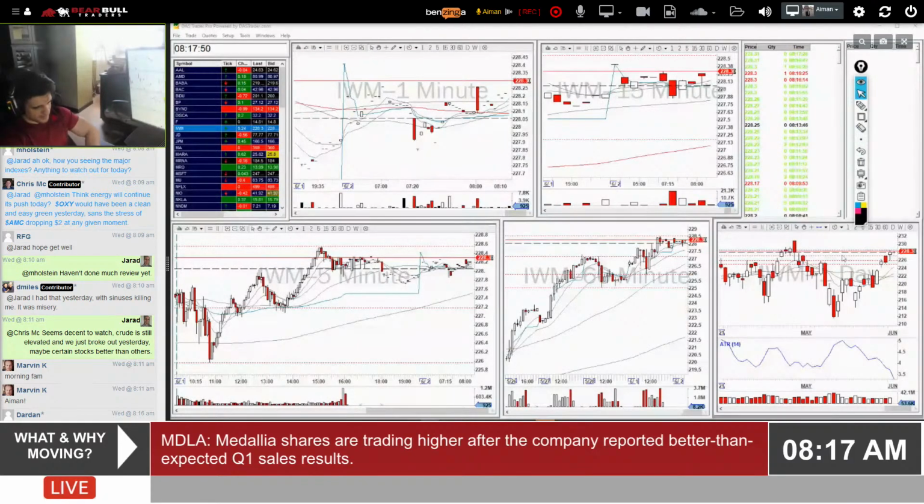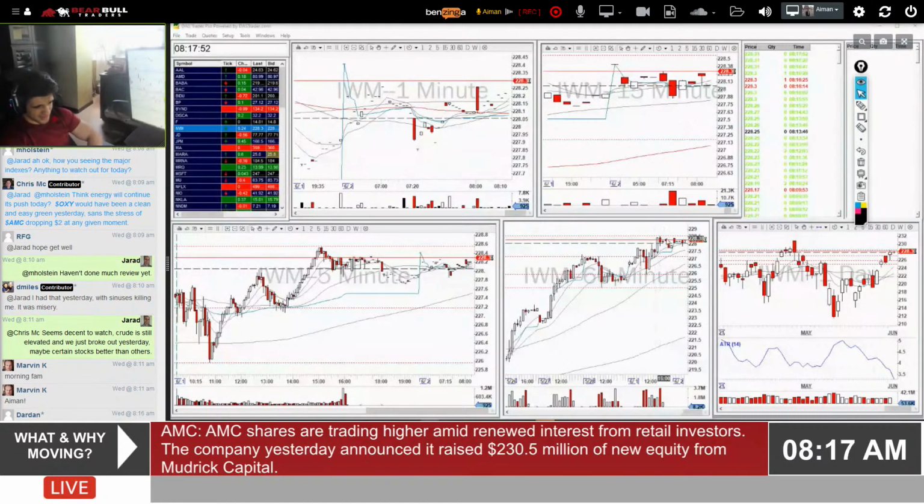IWM. Honestly, not bad. Decent range on the 60-minute chart, decent on the daily chart. After the hammer, I think if we break up, we could run to 230. Let's leave it for now and see how it behaves in the open.